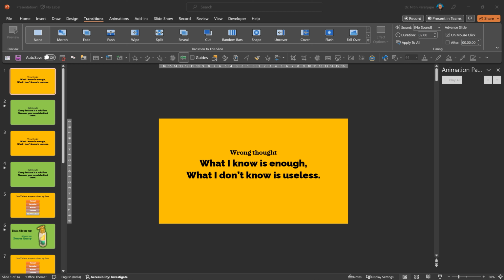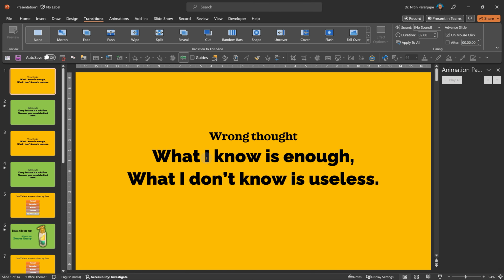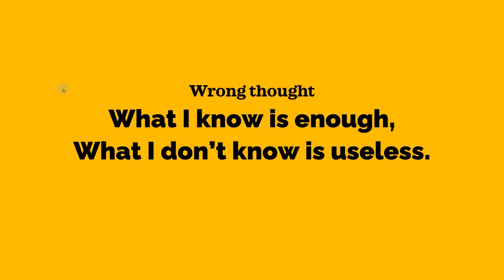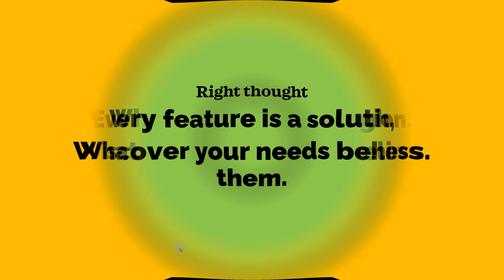First example, I have two slides. One is showing the wrong thought process, which says what I know is enough and what I don't know is useless. The right thought process is the next slide. Now I want to show this is bad, this is good. Remove this thought from your mind, inculcate this thought. Now I have applied a wrong transition. See how it looks. This is ripple transition.